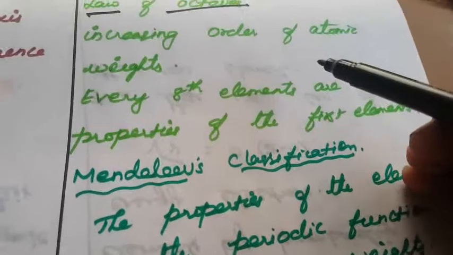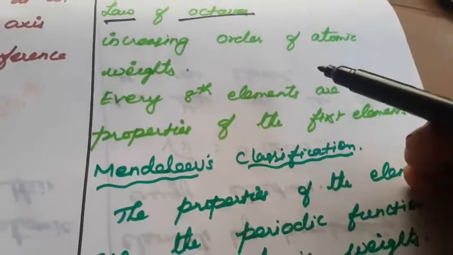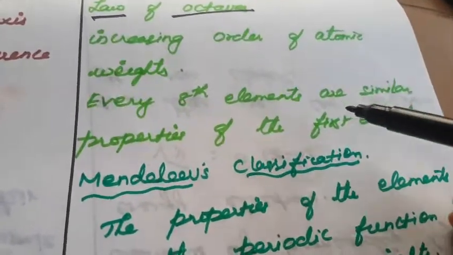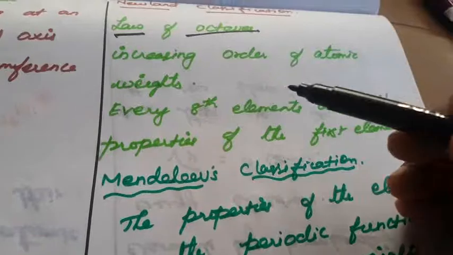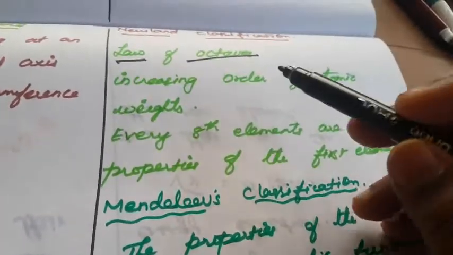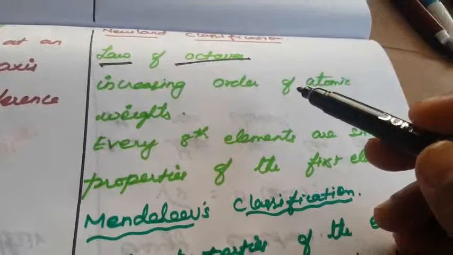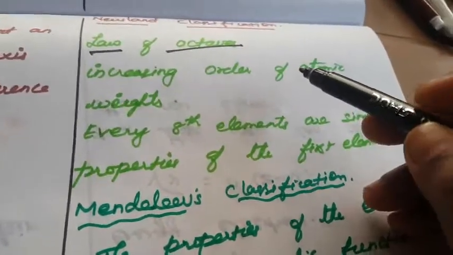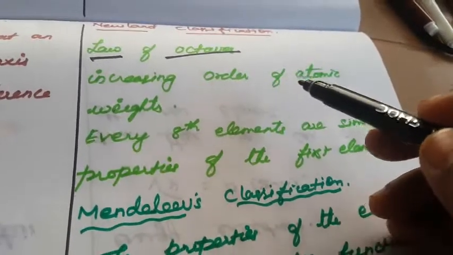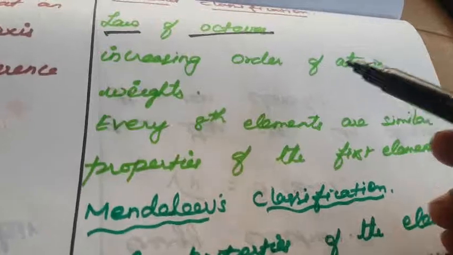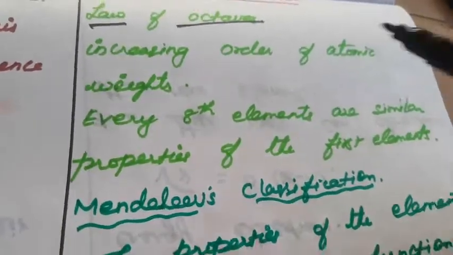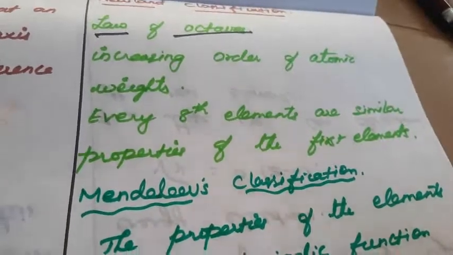He grouped the elements in eights, so the 8th element has properties similar to the first element. This is called the law of octaves or Newland's octave principle. Sometimes they ask for 2 marks: what is meant by Newland octave classification? It arranges the elements in increasing order of atomic weight, and every 8th element has properties similar to the first element.